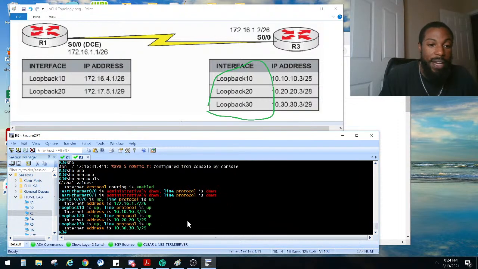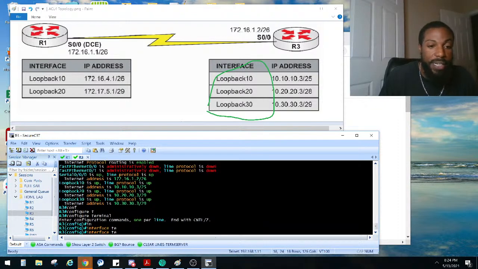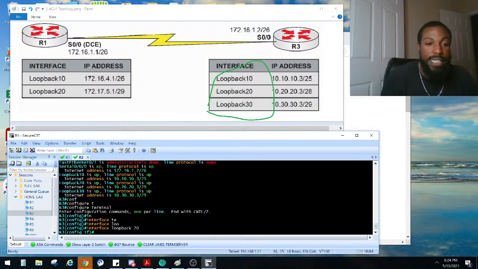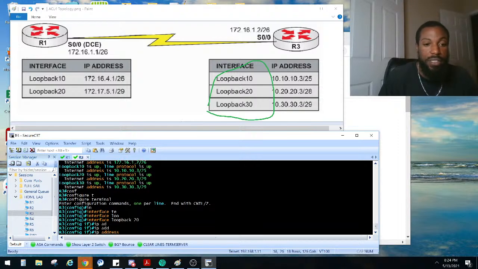So let's go back to loopback 20 and fix that. And in case you guys don't know, now you'll see how to fix an IP address. Interface loopback 20. His IP address is 10.20.20.3/240.